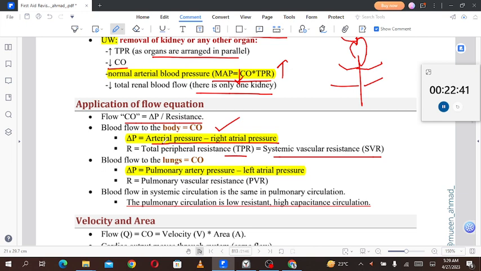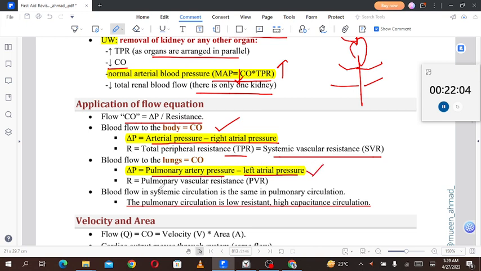Because this is the arterial side and this is the venous side which is connected to the right atrium, this is the difference between the arterial and the venous systems. Then the blood flow to the lungs is equal to cardiac output. Delta P is equal to pulmonary artery pressure minus the left atrial pressure. Now the dynamics are changed. If we are talking about the body, we take the difference of the arterial pressure and the right atrial pressure. But if we are talking about the cardiac output of the lungs, the difference between the pulmonary artery pressure and the left atrial pressure must be taken.